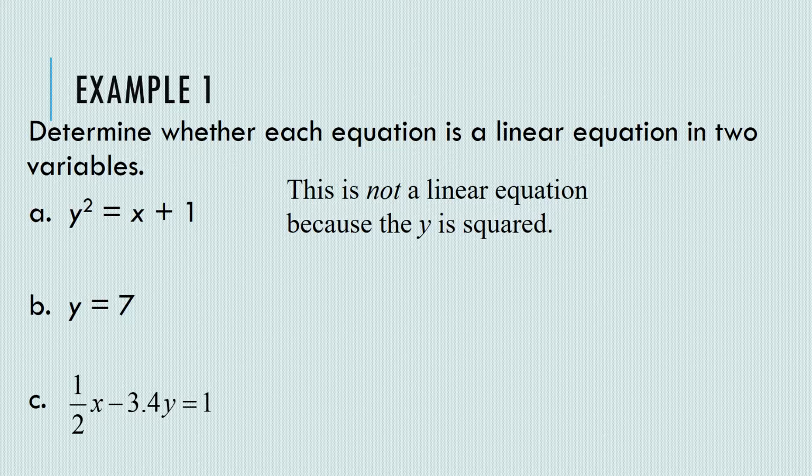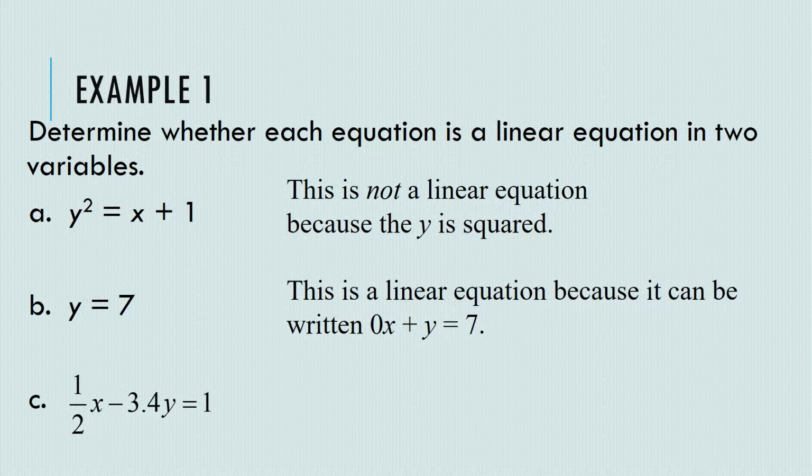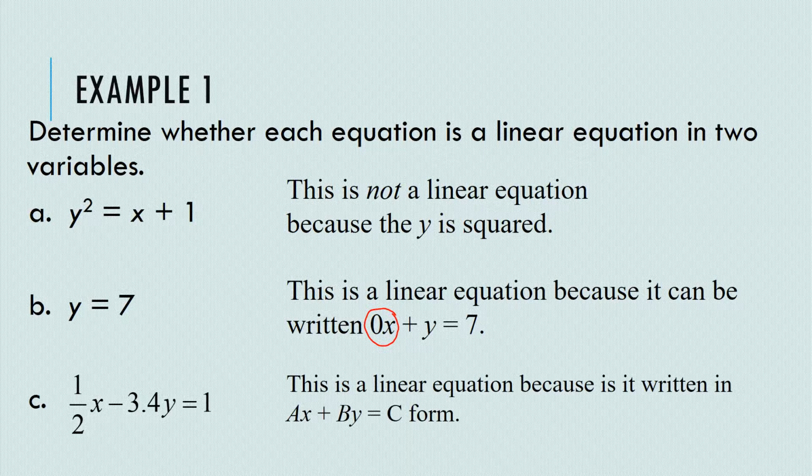B, even though B does not have a second variable, it is still a linear equation. That's because technically your second variable could have been there as 0 times x. And we just simplified it so that we wouldn't look like crazy people with the 0 times x right there. And C, even though C has fractions and decimals, it is still a linear equation. It's just written in our standard form.